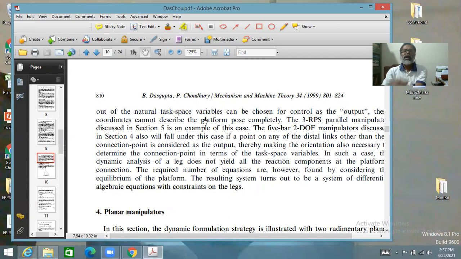So this single paper we keep as the material for this semester's discussion on parallel manipulators, and I will upload this along with the subject matter with the lecture. Okay, thank you.